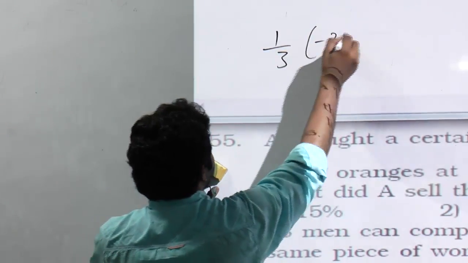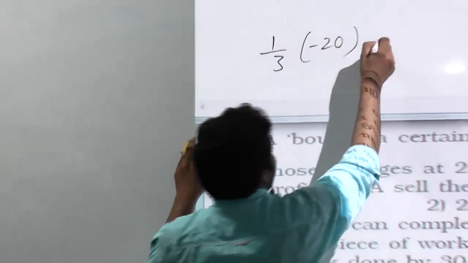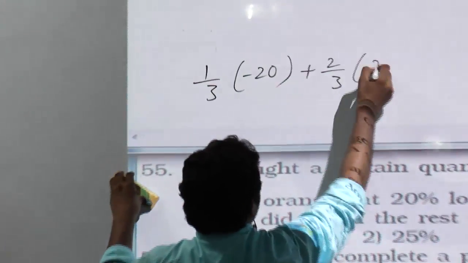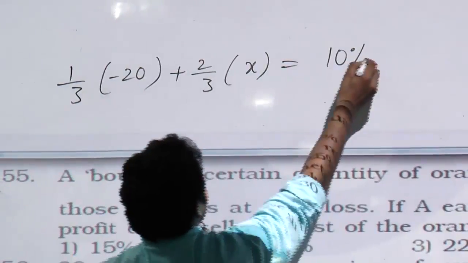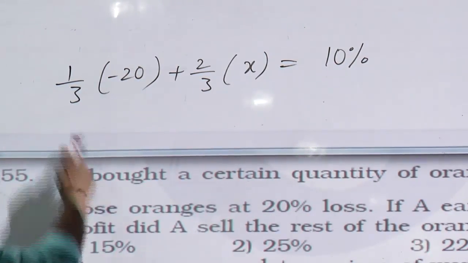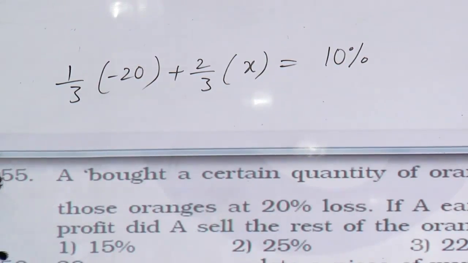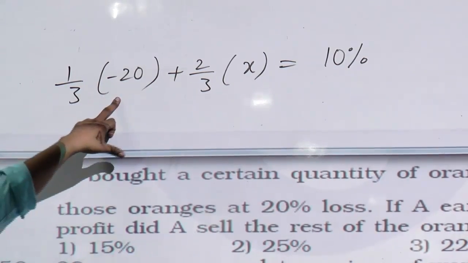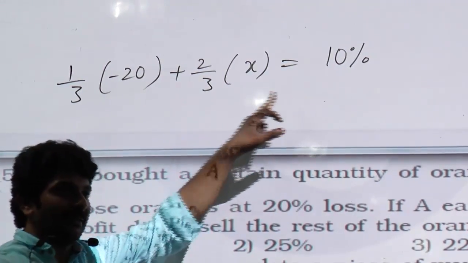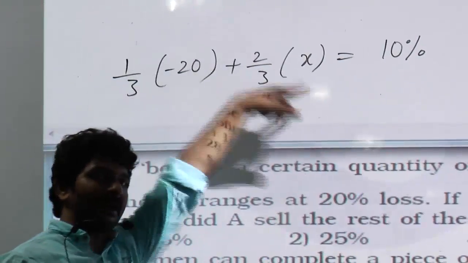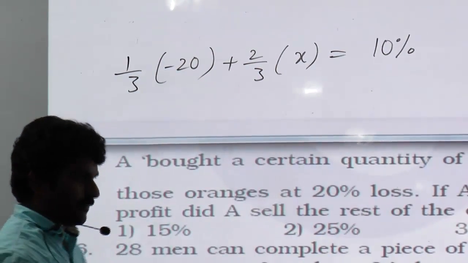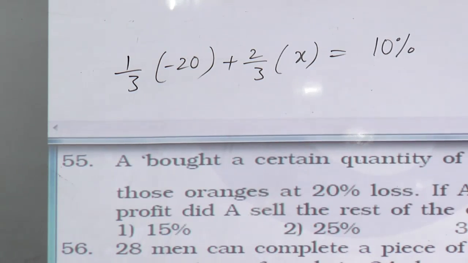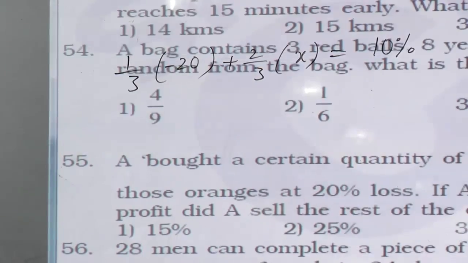1/3 is sold at a loss of 20%. Remaining is 2/3. At what percent do you need to sell them in order to have a total 10% profit? Take 3 common, that becomes 30%. Here you have minus 20 plus 2x is equal to 30. 2x is equal to minus 20 goes to the right hand side, becomes plus 20, 50. 2x is 50, x is 25. Is that okay? Everyone? Right.